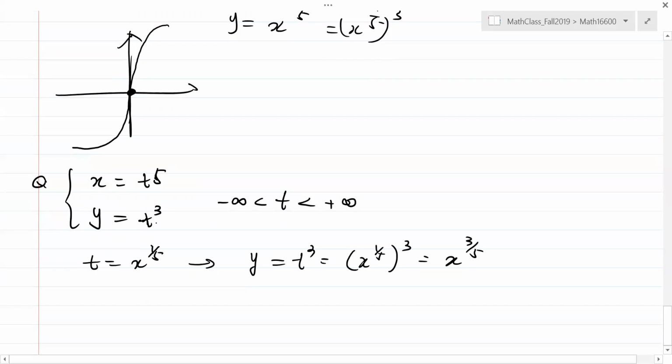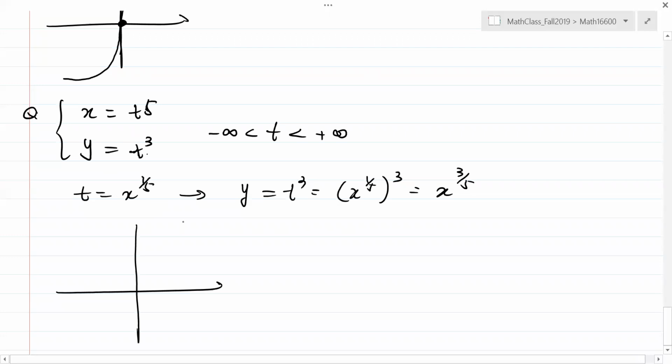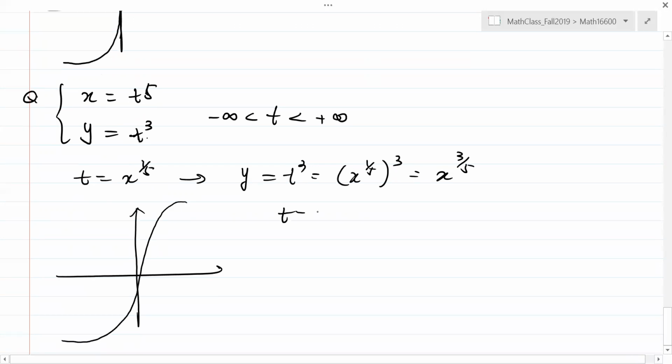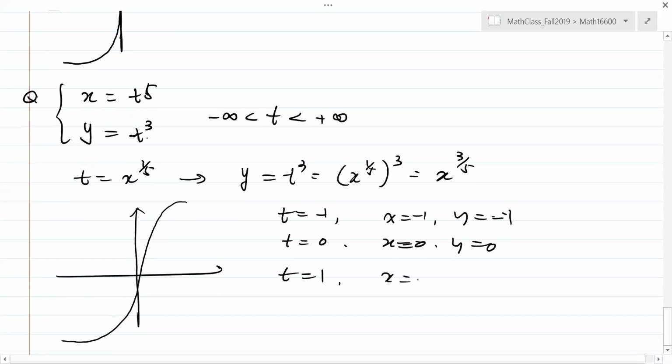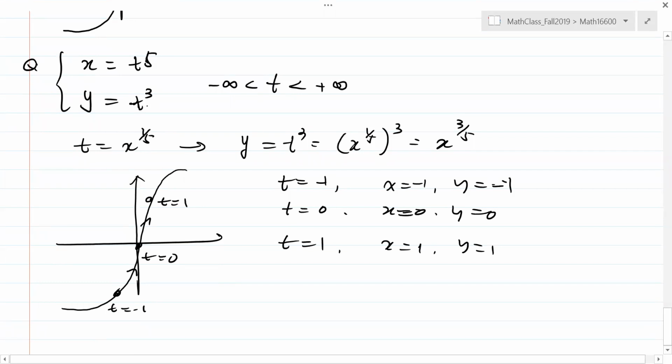Then you get the graph, and I'm pretty sure this occupies the whole curve, but we have to check where the starting point and the ending point are. When t equals negative one, x is negative one, y equals negative one. When t equals zero, x equals zero, y equals zero. When t equals one, x equals one, y equals one. So clearly, it's going in that direction. You can quickly plot three points. I think it's going from negative infinity to positive infinity, and when t goes to infinity, x goes to infinity, and y goes to infinity, so it's going all the way up. That's enough.